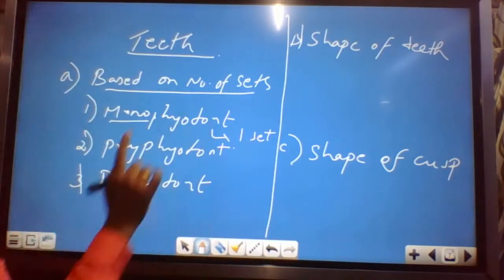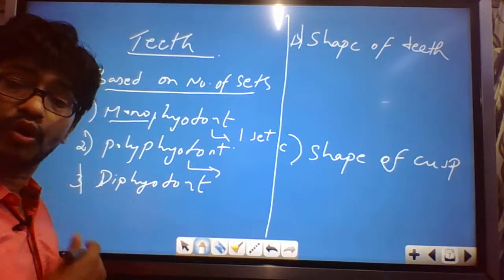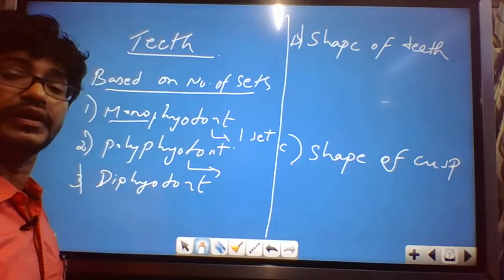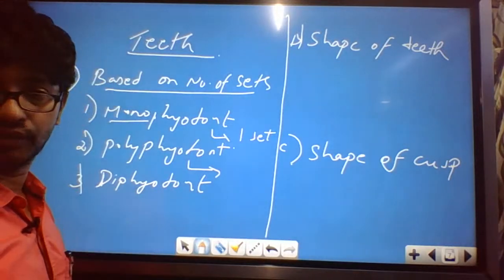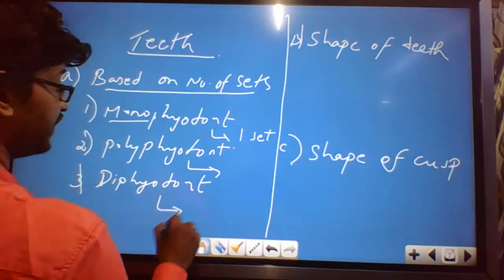So this is monophyodont. Polyphyodont திரும்ப throughout the lifetime, எல்லா நாளுமே, நம்ம உயிரினம் வாழ்ற வரைக்கும் பல்லு விழுந்தாலும் திரும்ப திரும்ப முளைச்சிக்கிட்டே இருக்கும். சோ அந்த மாதிரி இருந்தா that is called as polyphyodont. Diphyodont வந்து 2 தடவை வரும் actually.